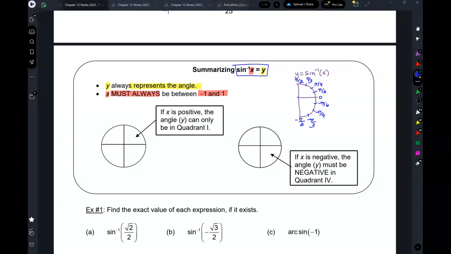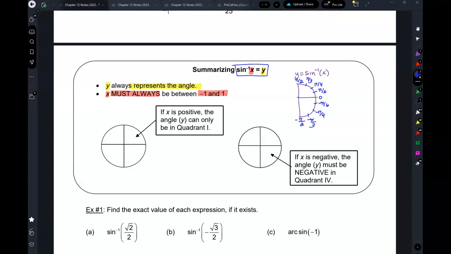How many total angles are those? It's more than 6. 9 angles. There are 9 total angles, which means if I give you a question, inverse sine of something, your answer can only be one of those 9 angles. So really, if you had to guess, you always have a 1 out of 9 chance to get it right if you just put down one of those angles. But we're not going to guess.